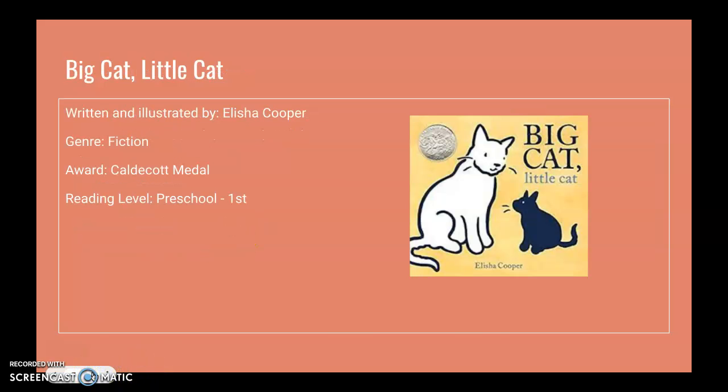So for my last book, I chose to read a book titled Big Cat, Little Cat. This book is illustrated and written by Alicia Cooper, and the genre of this book is fiction, and it is set at a pre-K to 1st grade reading level. And this book was also awarded a Caldecott Medal.